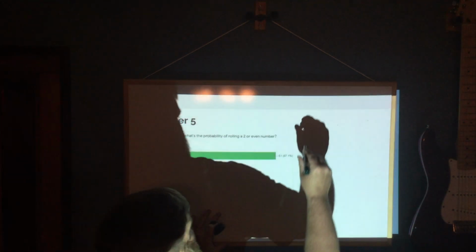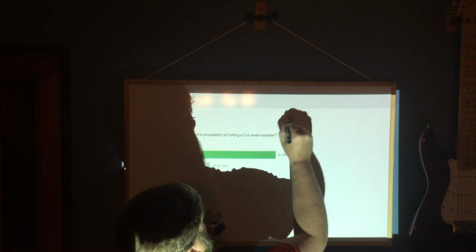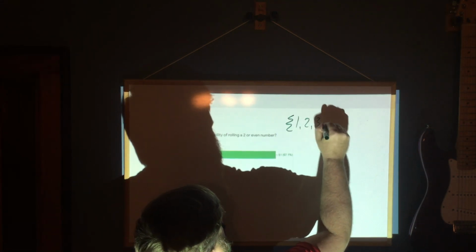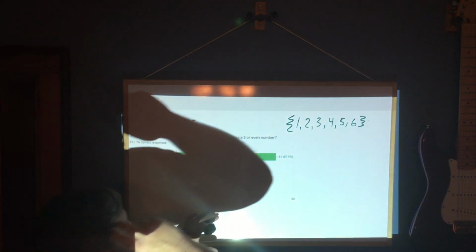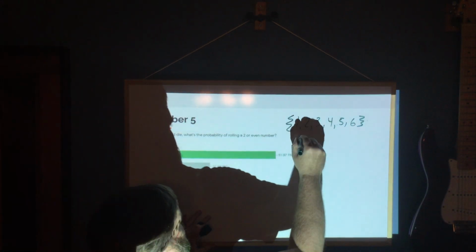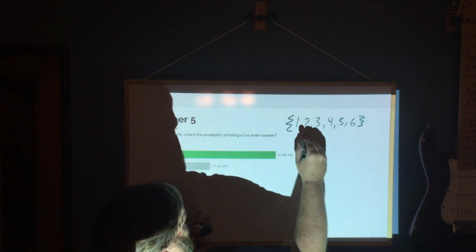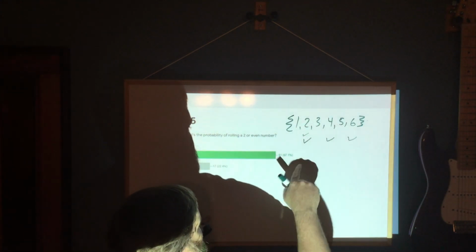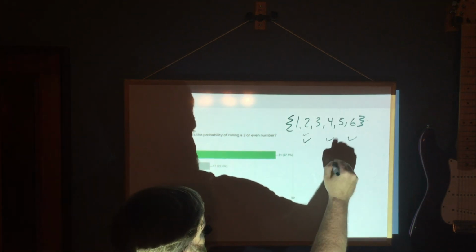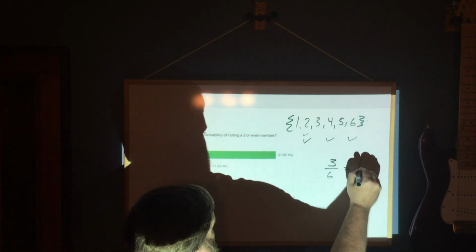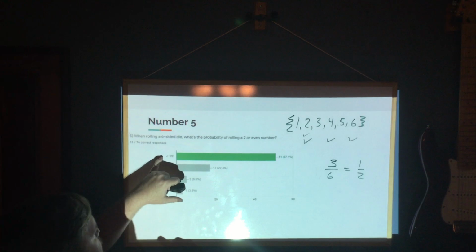Well, if you look at the sample space, 1, 2, 3, 4, 5, 6, there is 2, and then the even numbers are 2, 4, and 6. Well, that one's double checked, but it's 1, 2, 3, 3 out of 6, which reduces to 1/2.